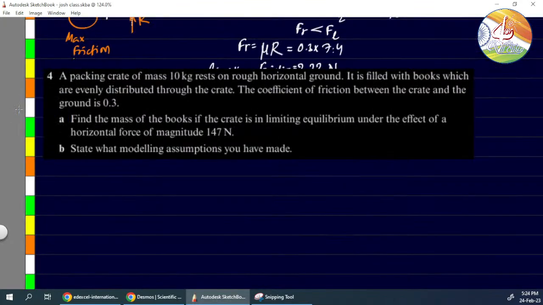So, a packing crate of mass 4 kg. There is a crate of 4 kg on the horizontal ground. It's filled with books that are evenly distributed throughout the crate. The coefficient of friction between the crate and ground is 0.3. Find the mass of the books if the crate is in limiting equilibrium under the effect of a horizontal force of 147.